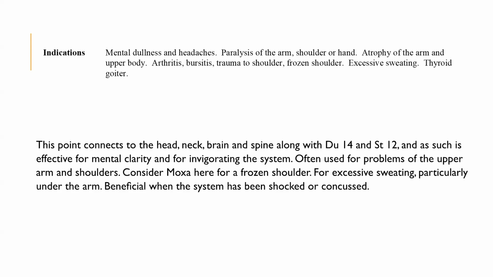Indications: mental dullness and headaches, paralysis of the arm, shoulder or hand, atrophy of the arm and upper body, arthritis, bursitis, trauma to the shoulder, frozen shoulder, excessive sweating, thyroid, goiter. This point connects to the head, neck, brain, and spine along with Du 14 and Stomach 12, and as such is effective for mental clarity and for invigorating the system. Often used for problems of the upper arm and shoulders. Consider moxa here for a frozen shoulder. For excessive sweating, particularly under the arm, beneficial when the system has been shocked or concussed.